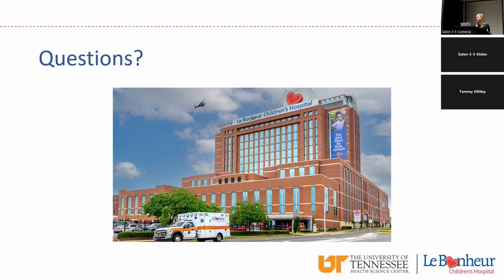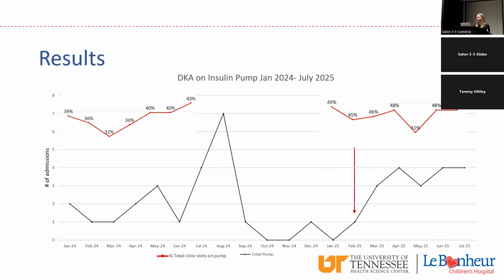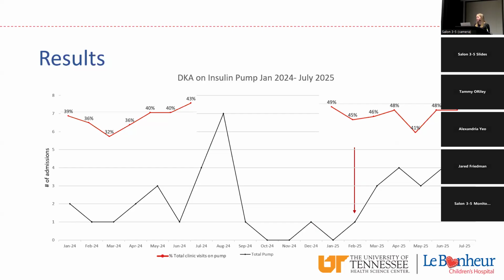So this particular graph is showing the number of patients on insulin pumps that are going into DKA. You can see that it peaked at some point in 2024, like July, August range. And so we felt like we had more patients going into DKA on these pumps than should be.